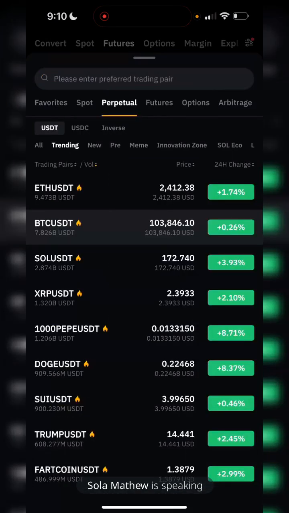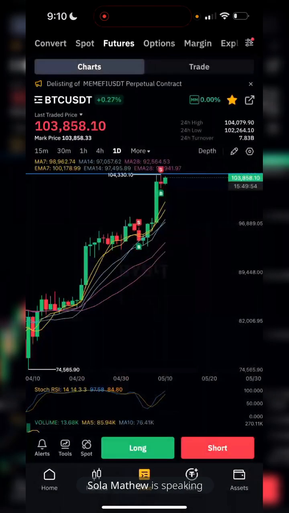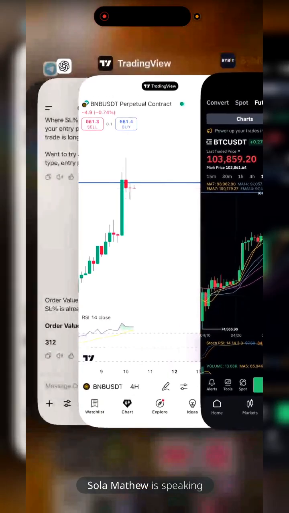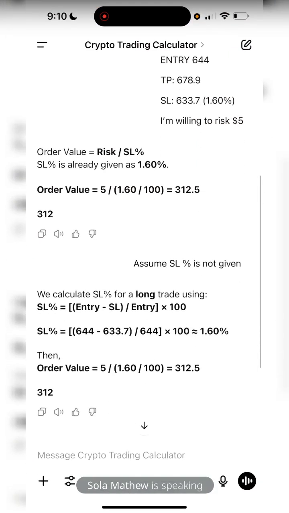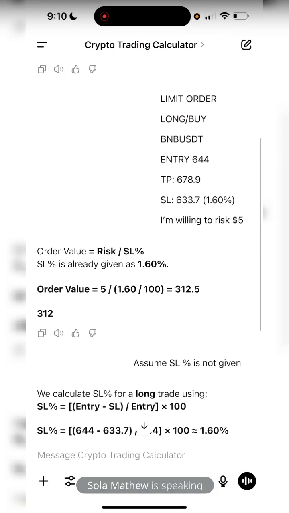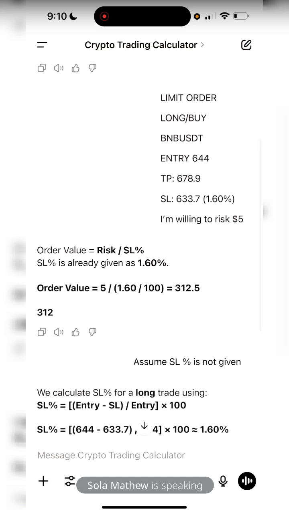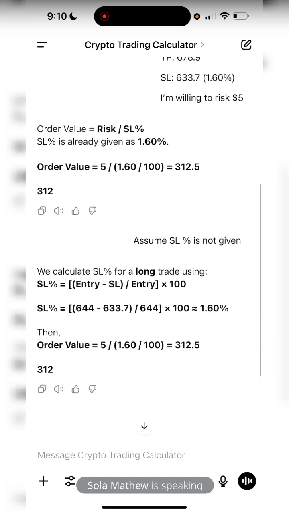So if you want to pick any trade, like I said, the most important thing, all this TradingView that I'm showing you is something else you need to learn later. But if you want to pick a trade, you need just ChatGPT and ByBit or any platform. So you just paste it here. You see, it says here that if I told you that I'm willing to risk $5, all right, it says that the order value should be 312.